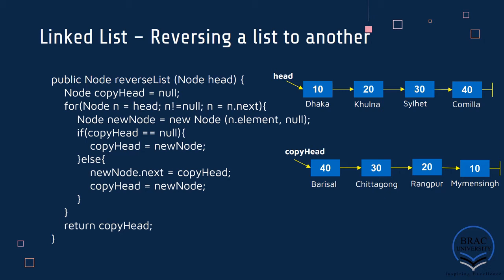So we'll have 10 pointing to null in the first case. Whenever we have 20, 20 will point towards 10, and not 10 pointing towards 20. So this is how we are reversing the link. And the last statement is returning the copy head. If the first case, copy head equal to null, happens, that is basically the creation of the linked list.